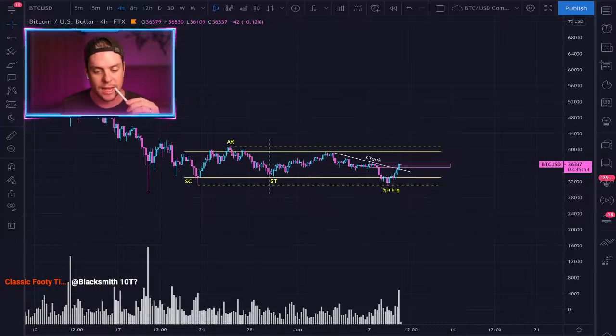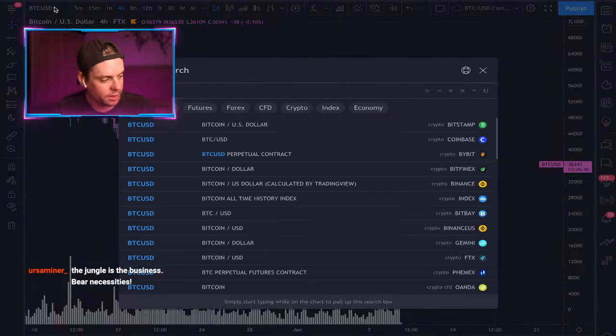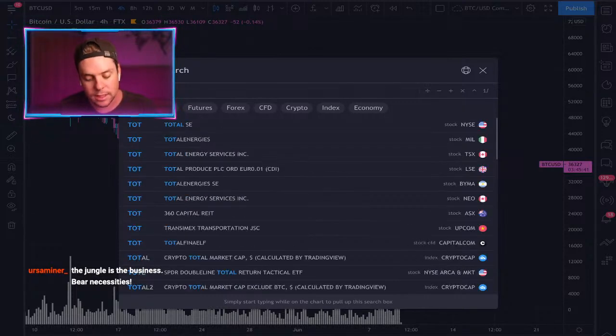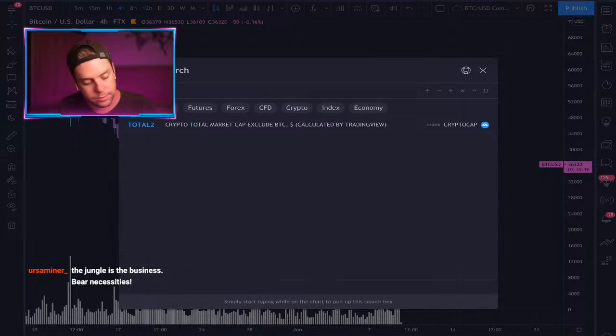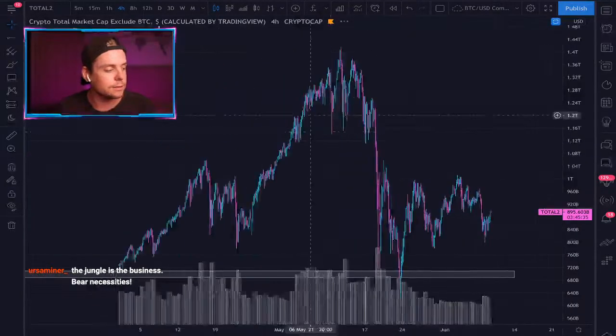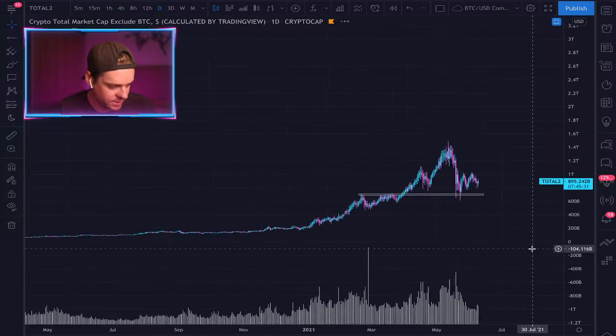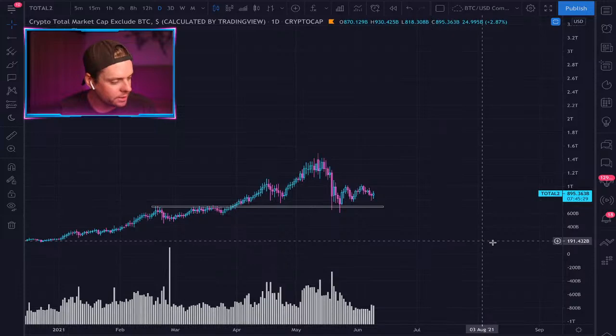Kind of concerned with the head and shoulders on total too. So for me, let's take a look at head and shoulders here. Head and shoulders is a pattern that a lot of people get wrong because they may be looking at it incorrectly. So let's take a look at total two. First of all, this is an index, so be careful with that, because it's everything in the market.